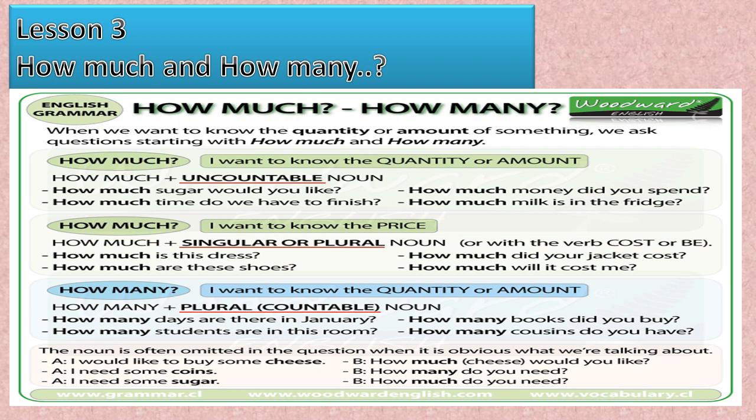Also, I can use how many and how much with nouns, and we can omit the noun. Omit means to remove the noun in the question when it's obvious what we are talking about, or when we already know what we are talking about. Example, I would like to buy some cheese. How much would you like?